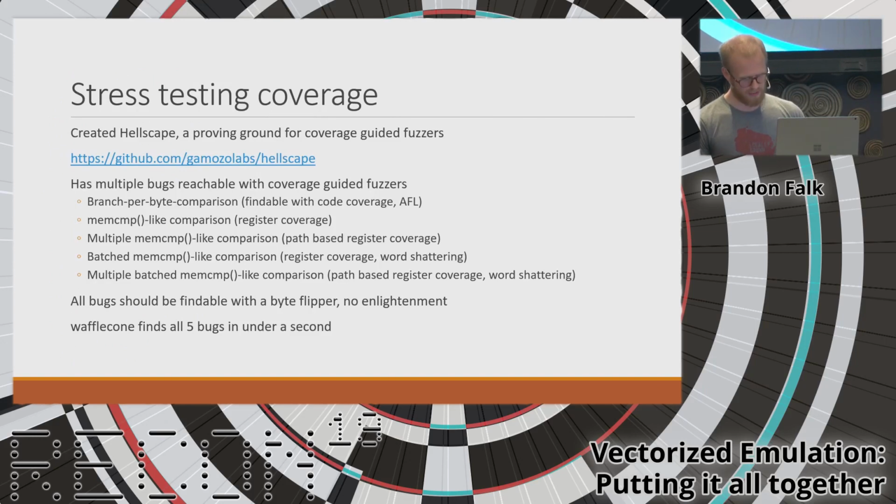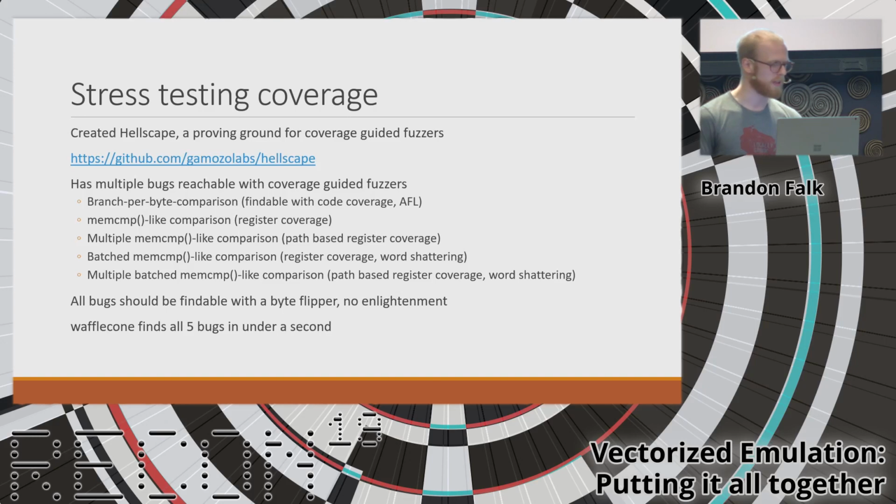So finally, to stress test this coverage and to write a unit test for this fuzzing environment, I wrote a tool called Hellscape, and I think I actually talked with Richard Johnson about this on Twitter, and I ended up open sourcing it. Effectively, it's just a small little program that's written all in assembly, and it has a couple different bugs. It has bugs that could be found with standard code coverage, where it's every single branch for each byte comparison. It has mem compares that are used multiple times, so you need to source them differently based on where they get called from. It has bulk operations where you're performing a mem compare, but it's working on quad words rather than individual bytes. And wafflecone is able to find all of these bugs in under a second.